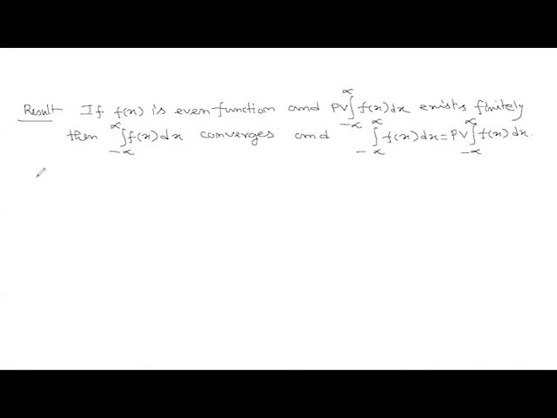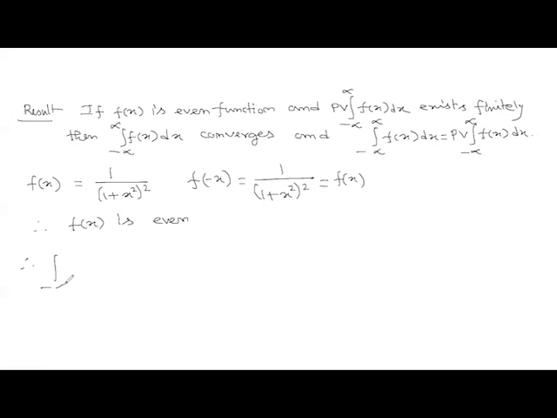Now in the given problem we have f(x) equal to 1 by (1 plus x square) whole square. Now if we replace x by minus x over here, we'll get (1 plus x square) whole square, which is the function itself. So here we can see f(x) is even. So using this result, we can write the integral from minus infinity to plus infinity of dx by (1 plus x square) whole square equal to the Cauchy's principal value of this integral, which is equal to pi by 2.